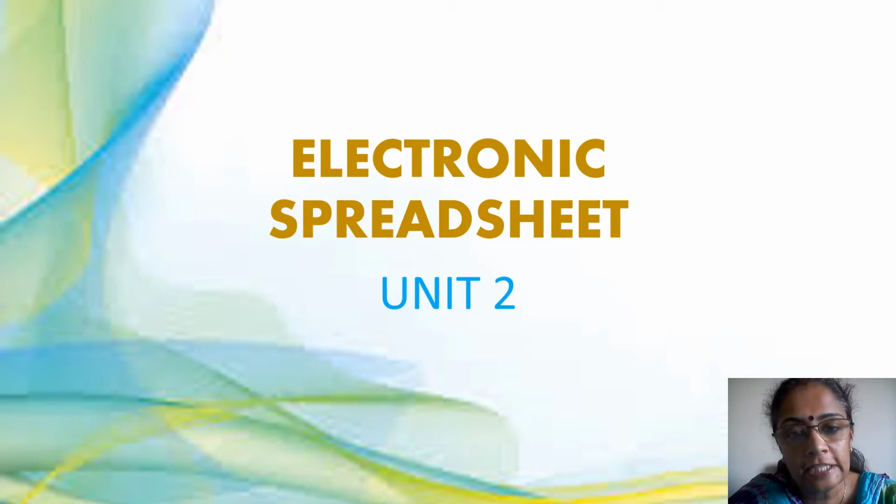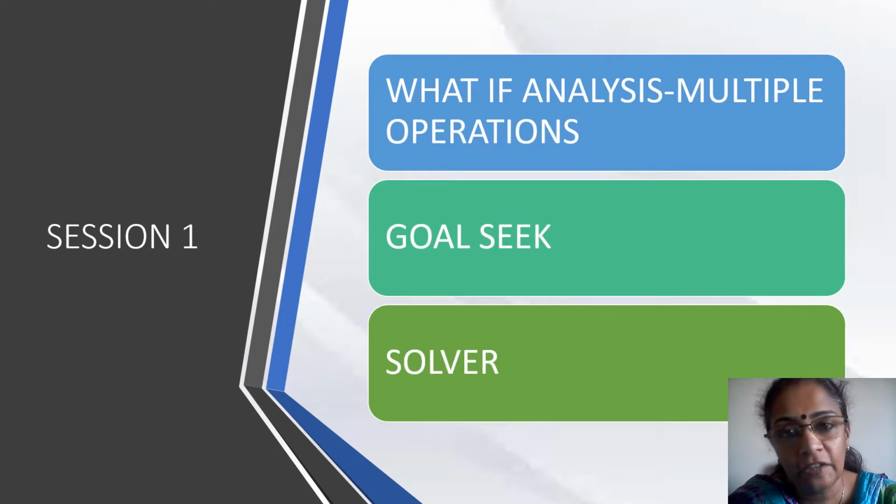Now, in our last class, we had learned about a few of the advanced features of OpenOffice Calc. That is, we had learned how to consolidate data, how to use subtotals, and also how to create, edit and delete scenarios, and also work with precedence and tracing precedence and dependence. Now, in today's class, we are going to learn about the what if analysis using multiple operations, goal seek, and solver. These are the topics which we will be covering in today's class.